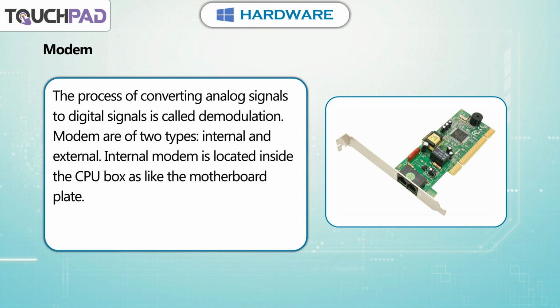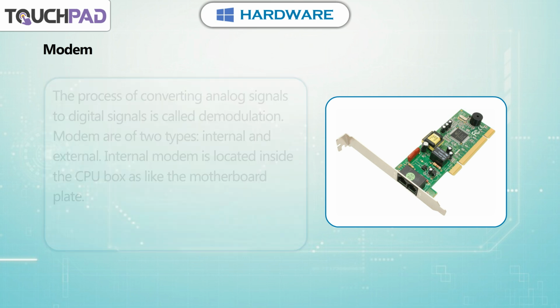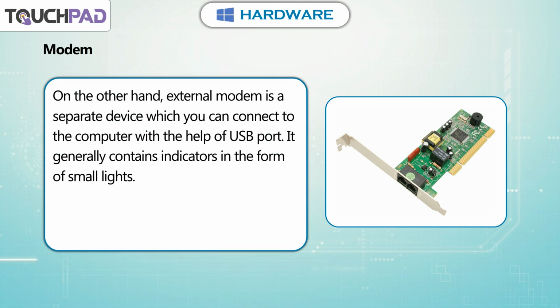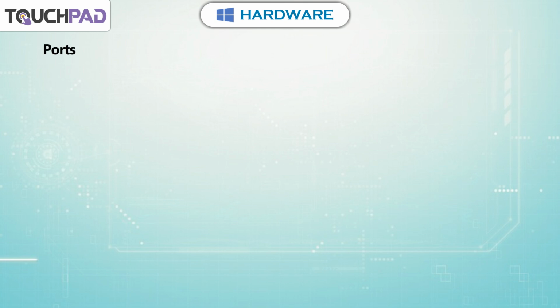Modems are of two types, internal and external. An internal modem is located inside the CPU box like the motherboard plate. On the other hand, an external modem is a separate device which you can connect to the computer with the help of a USB port. It generally contains indicators in the form of small lights.